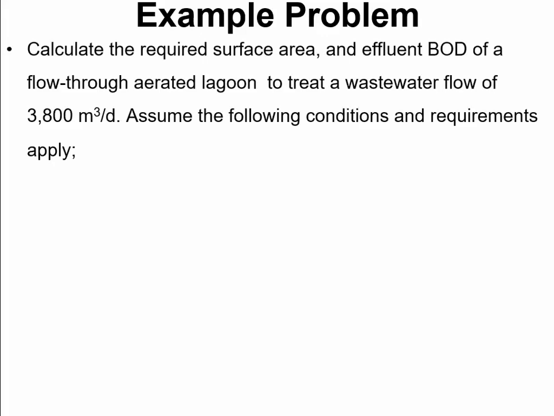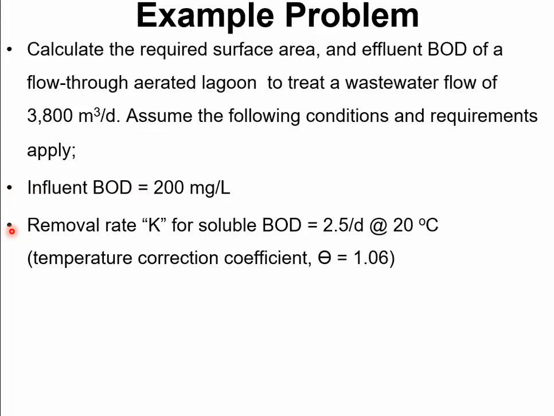Let's solve an example problem related to aerated lagoons. You have to calculate the required surface area and effluent BOD of a flow through aerated lagoon to treat a wastewater flow of 3800 cubic meters per day. The following conditions and requirements apply. Effluent BOD is 200 milligrams per liter. Removal rate K for soluble BOD is 2.5 per day at 20 degrees Celsius, and the theta value to apply the temperature correction is 1.06.